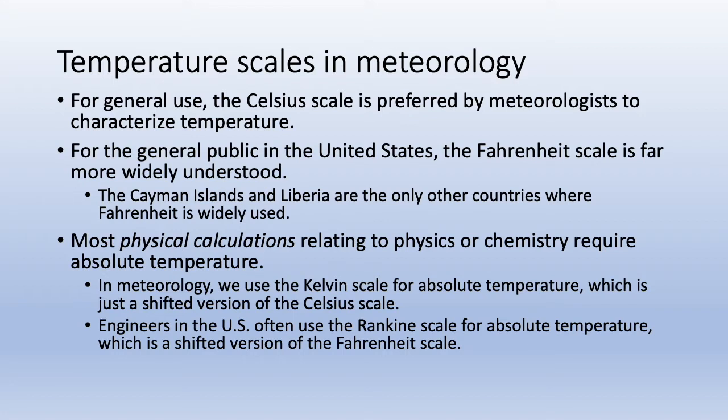Now, just for completeness, I'll mention that engineers in the US using the imperial system often use the Rankine scale for absolute temperature, which is a shifted version of the Fahrenheit scale, meaning the degrees have the same size as Fahrenheit degrees. That is, a change in 1 degree Fahrenheit is the same as a change in temperature of 1 degree Rankine. But again, it's been shifted so that 0 occurs at absolute zero.